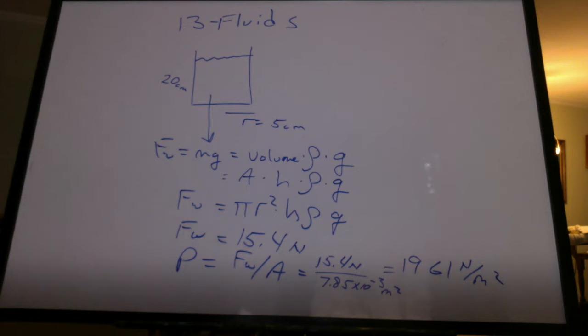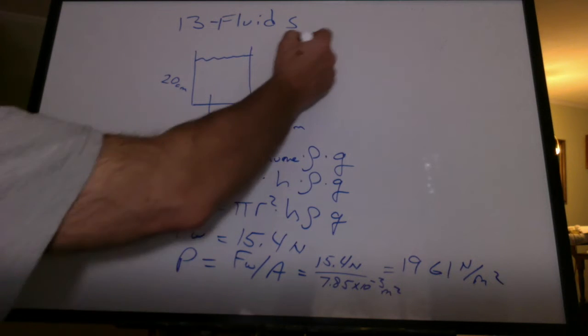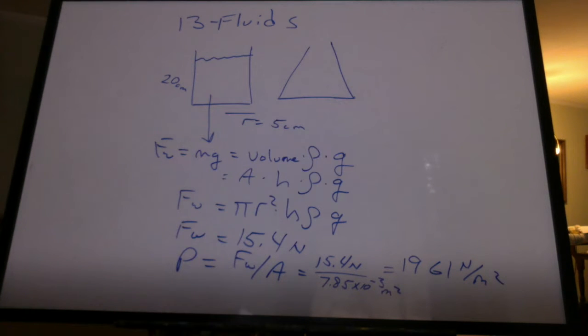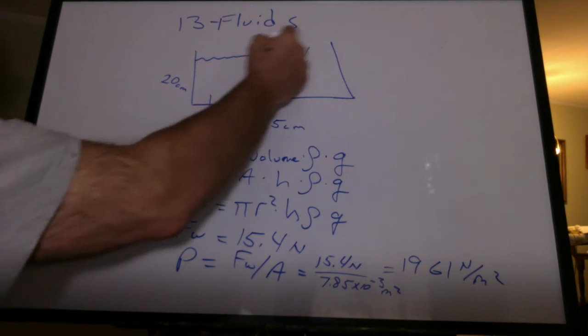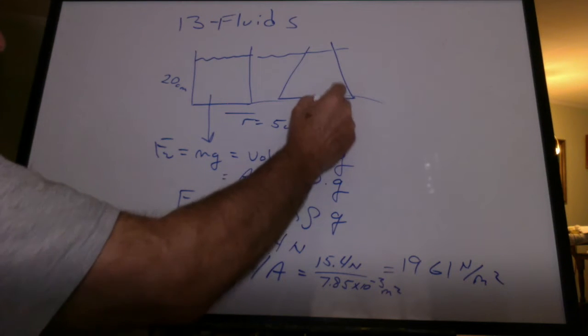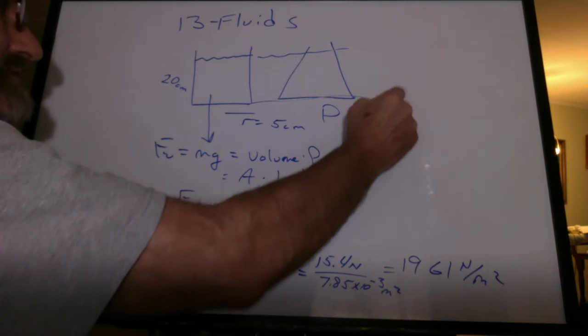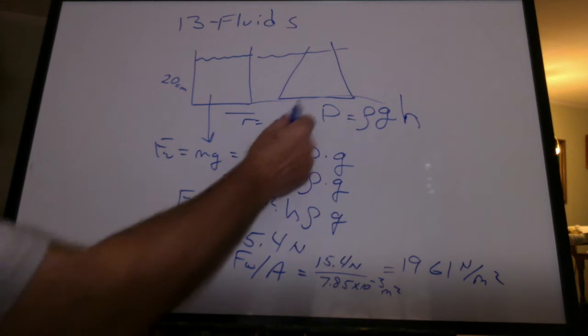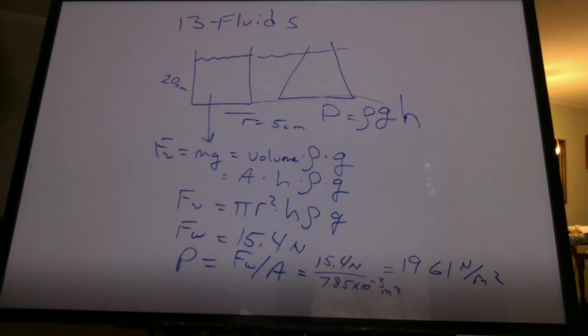Now, what happens if we change the shape of the container? What if we go like this? It's the same depth, okay? Will I have a different pressure? The book says that the pressure at the bottom is equal to rho gh. Doesn't seem possible. Why? Because you've got less water to hold up.